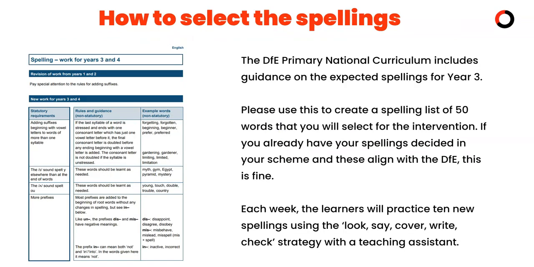How to select the spellings. The DFE National Curriculum provides guidance on expected spellings for Year 3. Please use this to create a list of 50 words that you will select for the intervention. If you already have your spellings decided in your scheme of work and these align with the DFE, this is fine. Each week, the learners will practice at least 10 new words using the look, say, cover, write, check spelling strategy.